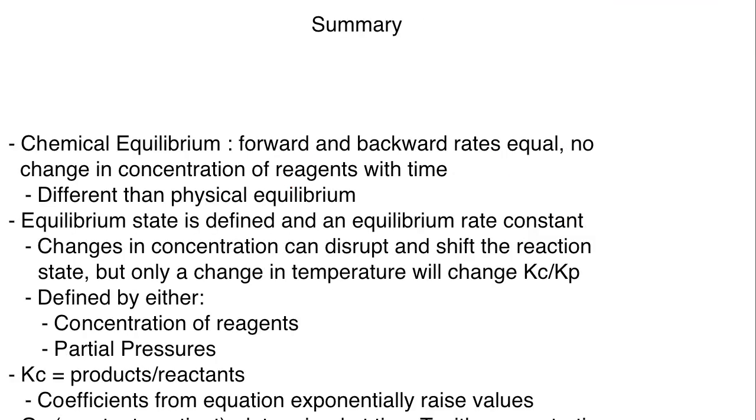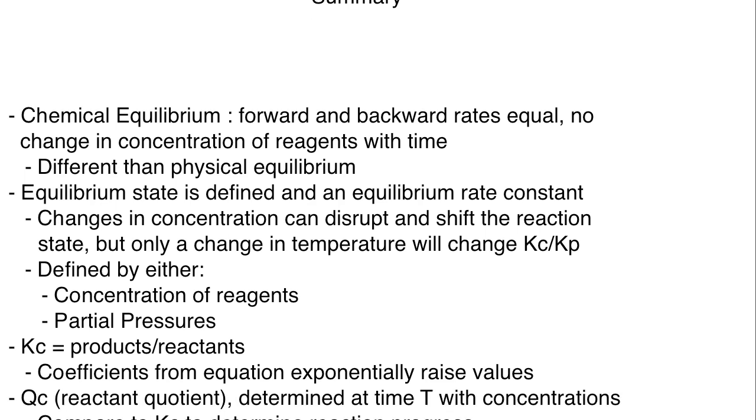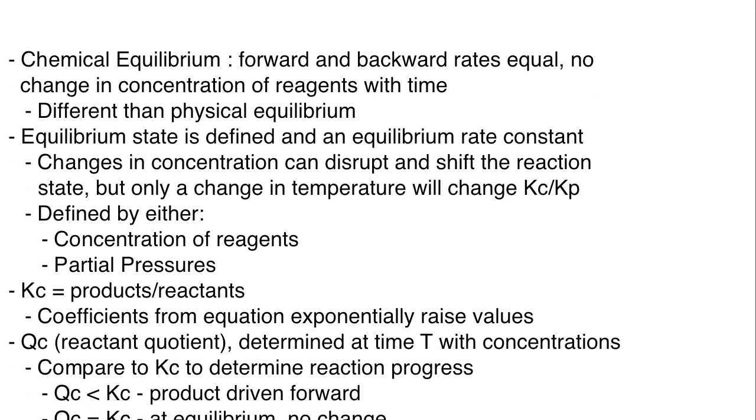Okay, so here's the summary for everything that we learned regarding chemical equilibrium in this lecture. So first of all, remember the definition of chemical equilibrium. We're talking about the forward and backward rates of these reactions being equal to one another as far as their exchange and their rates. So another way of framing that is to say that there will be no change in concentration for the reagents over time. And that's a good way of framing chemical equilibrium.